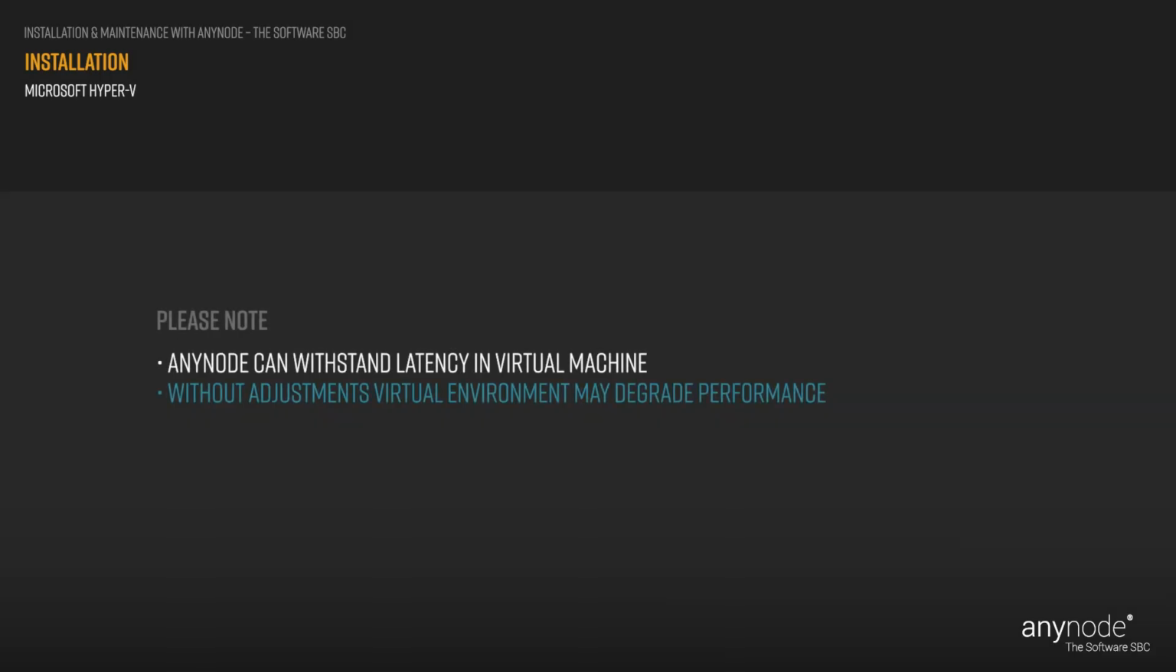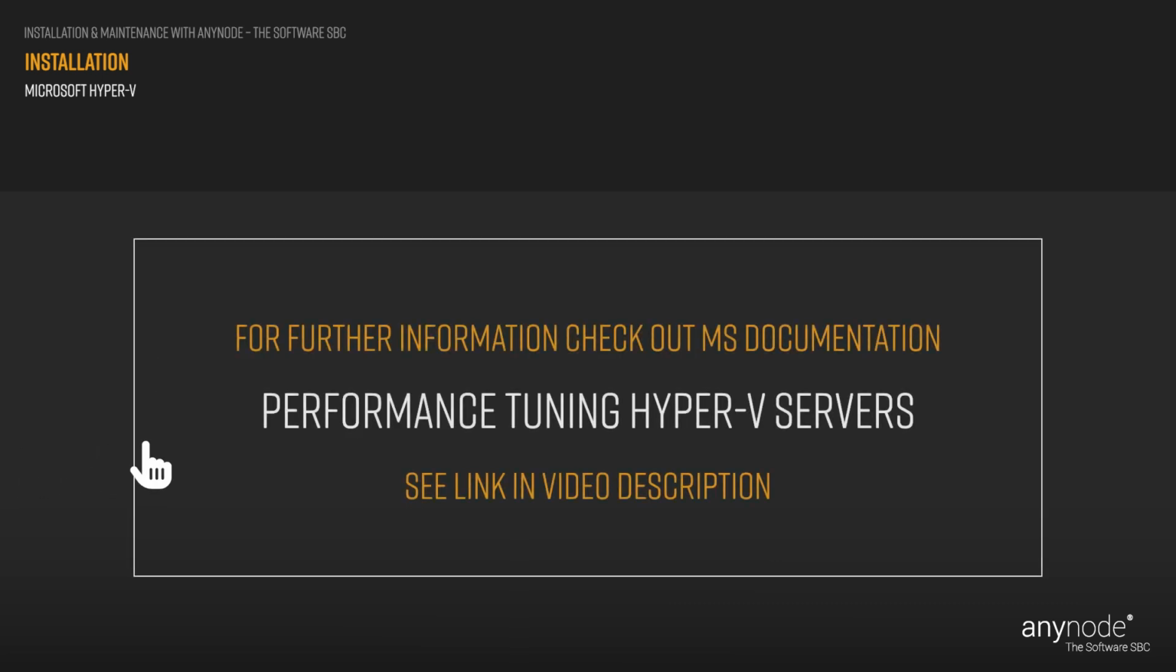Improving the real-time performance. Anynode can withstand, to a certain extent, latency in the virtual machine, typically arising when the virtual machine lacks adequate CPU cycles due to resource-intensive processes on the host. Without proper adjustments to address this issue, the virtual environment may significantly degrade performance, leading to disruptions in the real-time behavior of the media stream, e.g., audio, fax. Refer to the Microsoft documentation on performance tuning Hyper-V servers for additional details.